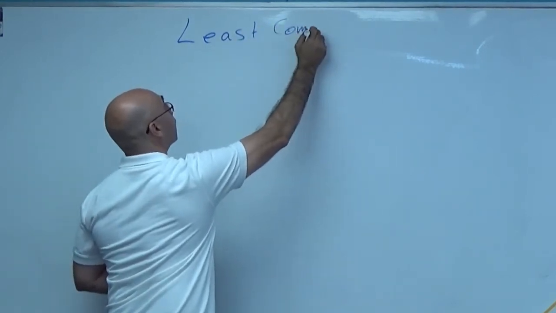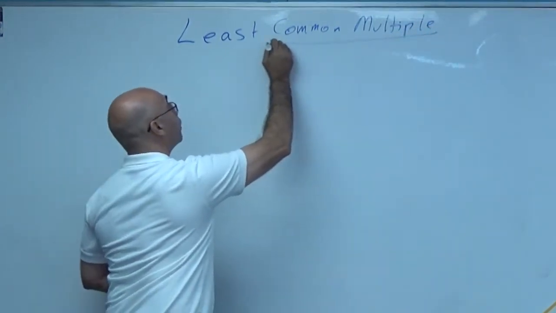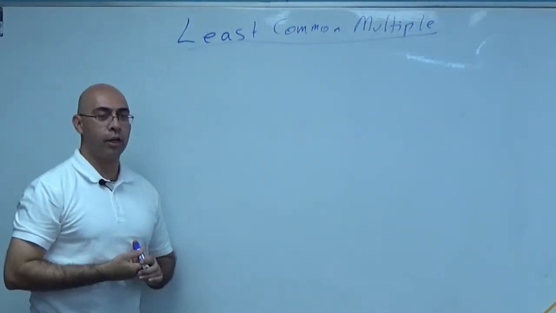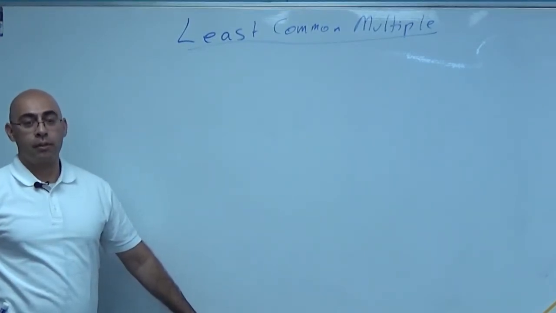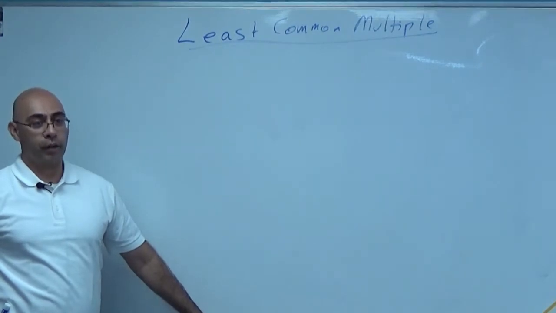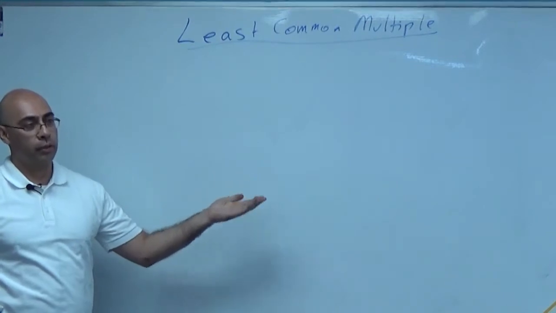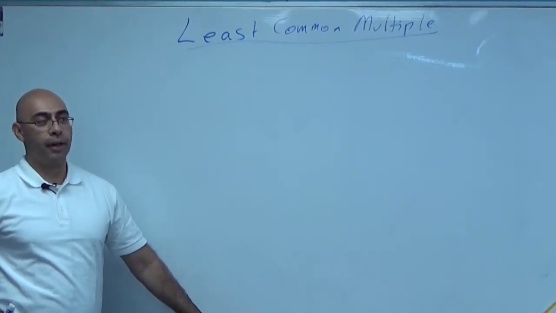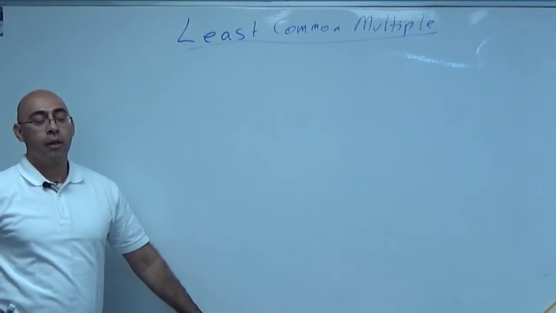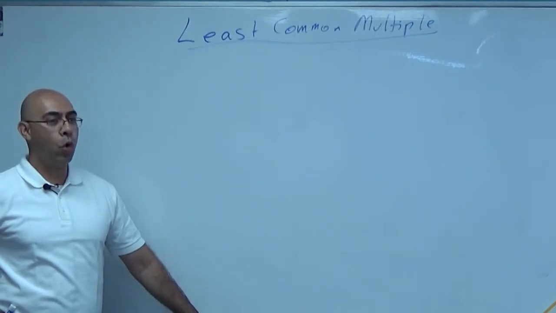Least common multiple. So a few lessons back, we talked about multiples. And one of your homework assignments was to write down the first 10 multiples of the number 3. So 3, 6, 9, 12, 15, 18, 21, 24, 27, and 30, and so on and so forth. So we know what multiples are? You pick a number and then you just multiply it by other numbers. Those are all multiples. Now we're going to talk about least common multiples, because multiples go on forever.